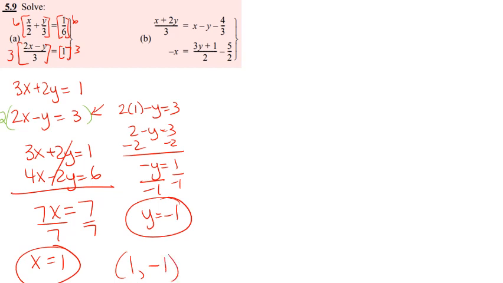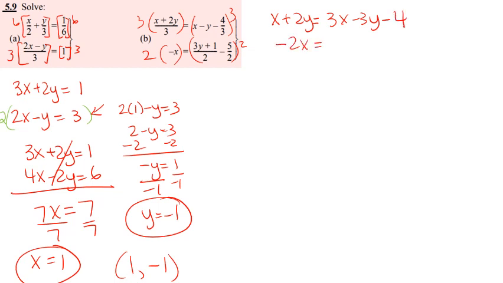All right, so this next one looks not fun. But luckily, our denominators aren't too bad. So I'm going to multiply this top one by 3. And then the bottom one's going to be multiplied by 2. All right, so when I do that, I'll get x plus 2y equals 3x minus 3y minus 4. The bottom will be negative 2x equals 3y plus 1 minus 5.